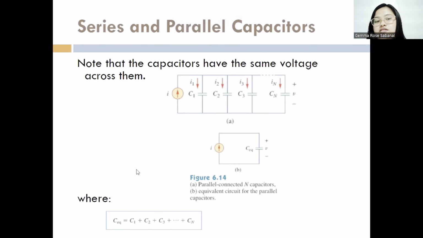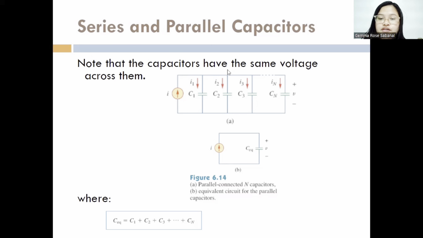Now we are going to talk about the series and parallel capacitors. We know from resistive circuits that the series parallel combination is a powerful tool for reducing circuits. This technique can be extended to series parallel connection of capacitors, which are sometimes encountered. We decide to replace these capacitors by a single equivalent capacitor, or C equivalent.